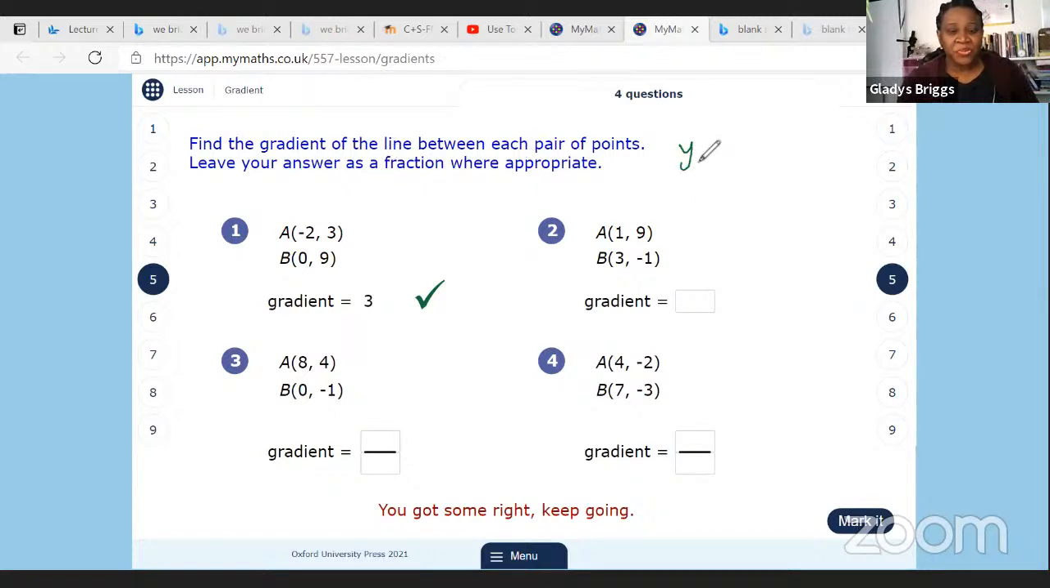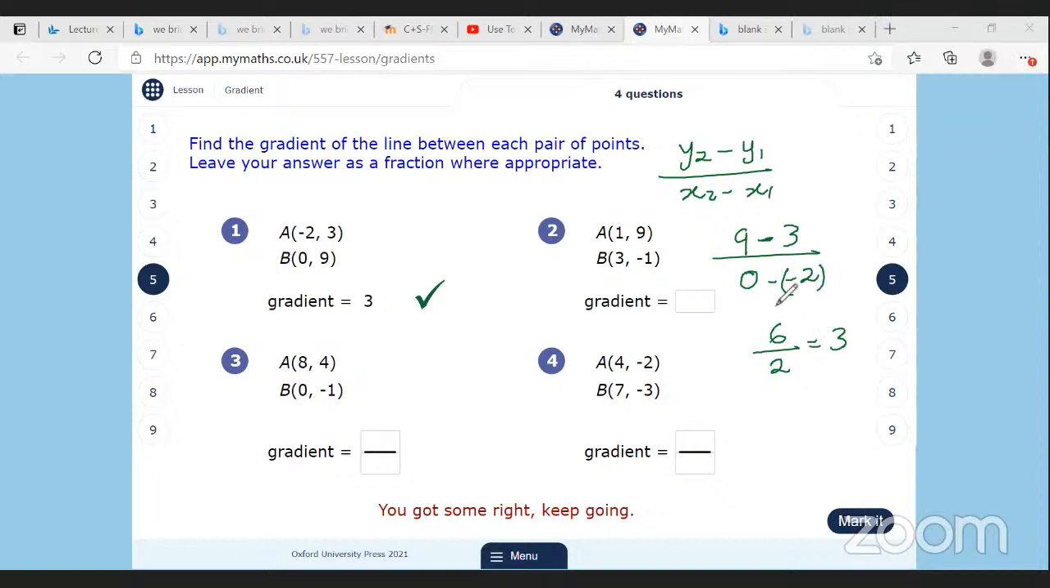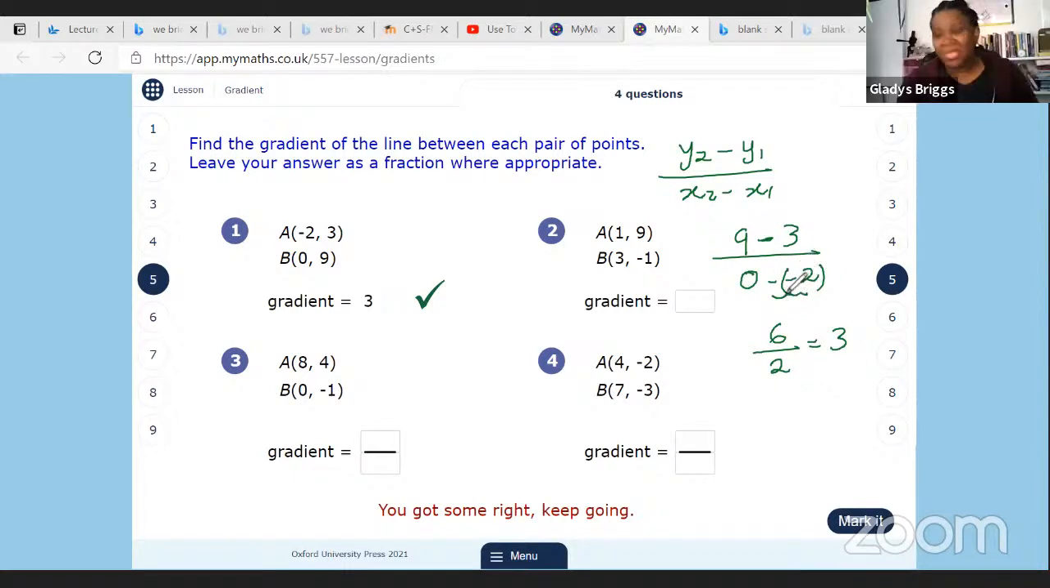So y2 minus y1, changing y over x2 minus x1. So y2 is 9 minus 3 over 0 minus negative 2. Yeah. 9 minus 3 is 6 over, minus a negative is plus, 2, which is 3. Okay. Yes, I know I did it wrong. This place might be the problem you're having, because people always forget to change that negative to plus.